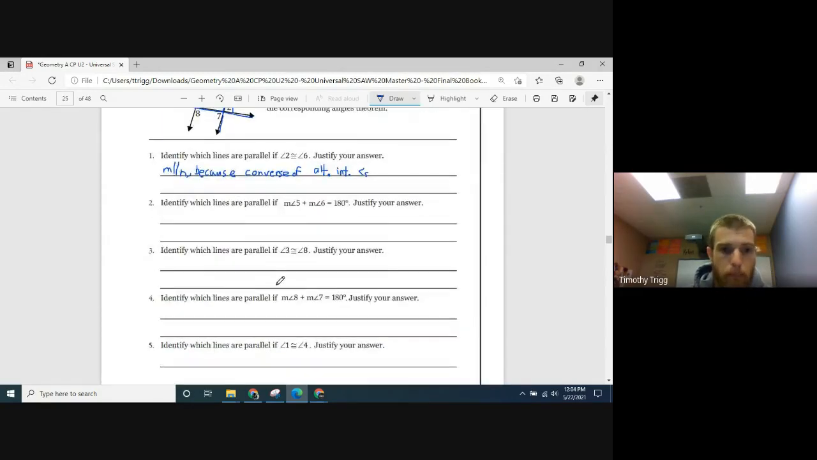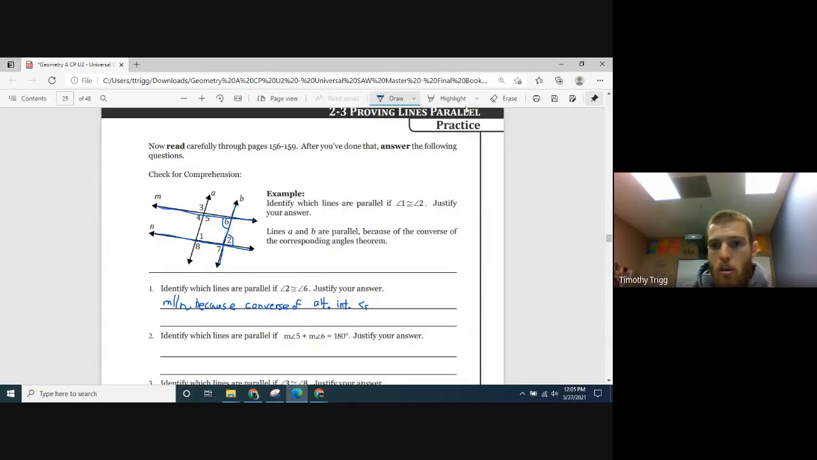So in this one, identify which lines are parallel if the measure of angle 5 plus the measure of angle 6 equals 180 degrees. Basically, they're saying the measures of angle 5 and 6 are supplementary. So let's go ahead and find our angles, angle 5 and angle 6. Well, which lines are involved here? M is involved because it's touching both the angles. A is involved because it's touching angle 5, and B is involved because it's touching angle 6.